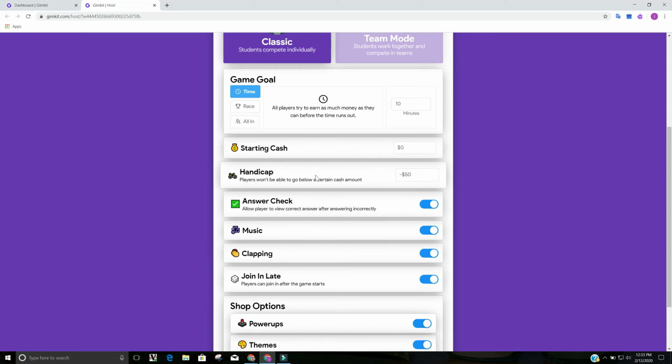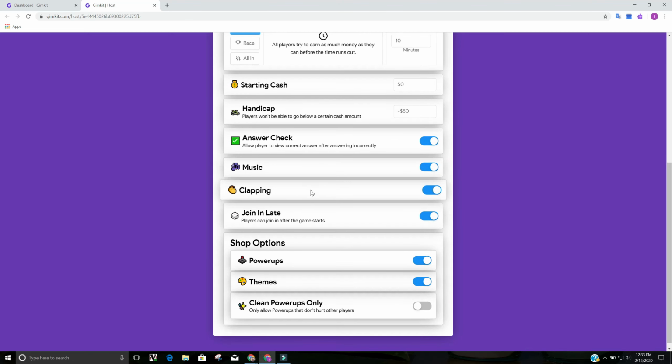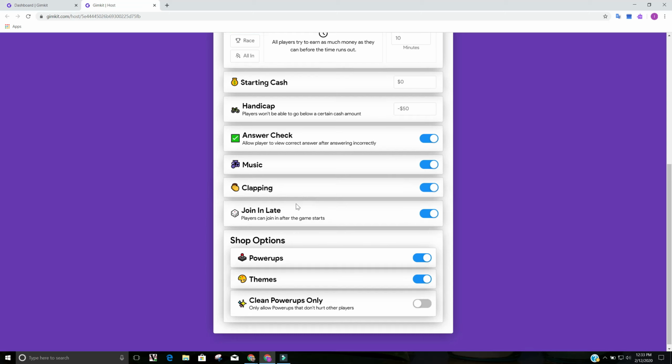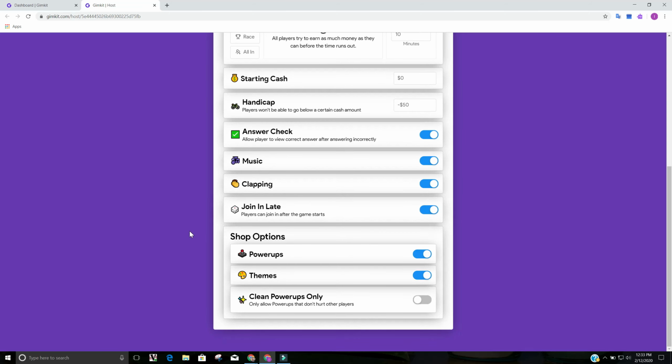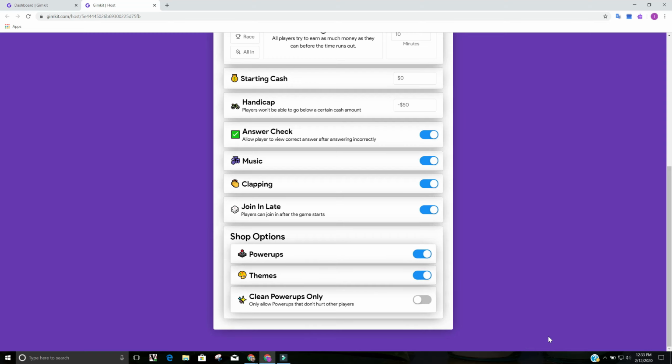Handicap, this allows you to make a limit on how low in terms of money they can get. Answer check, if you want them to be able to see the correct answer after doing it, you can do that. I like to turn this one off so that they can't see. Music for your kids. The clapping allows them to, you know, kind of give kudos. Join in late if you have some kids who are running behind who want to join in. The shop options, power-ups, and themes that they can buy. And then if you do clean power-ups only, that is power-ups that don't hurt other players. Depending on what the spirit of your class is, you may want to do clean power-ups only.